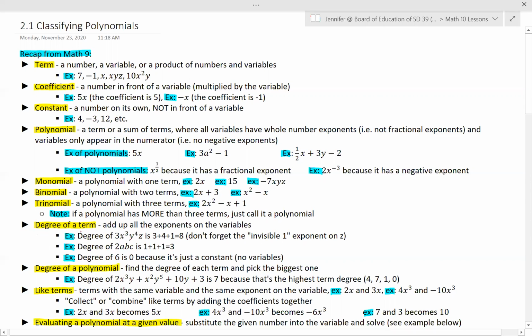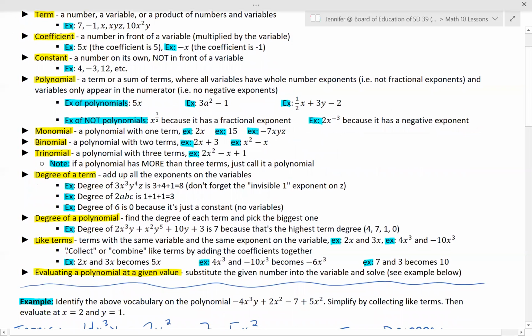Once you understand how to find the degree of a term, you can find the degree of a polynomial because you just find the degree of each term in the polynomial and pick the biggest one. So I listed a big polynomial here. The degree of this is going to be 7 because I just found the degree of each individual term and picked the biggest one. The degree of this is 4, the degree of this is 7, this one is 1, this one is 0. 7 is the biggest one.